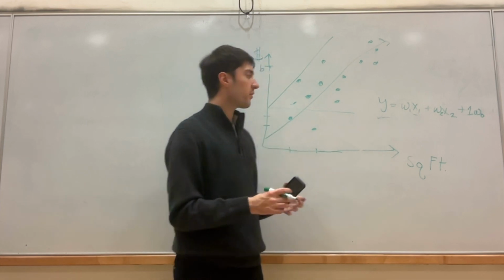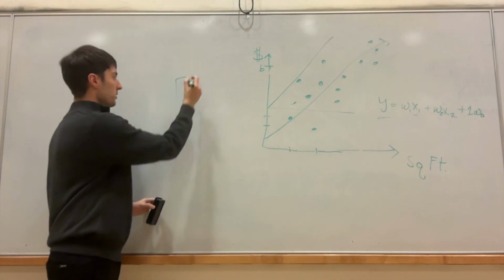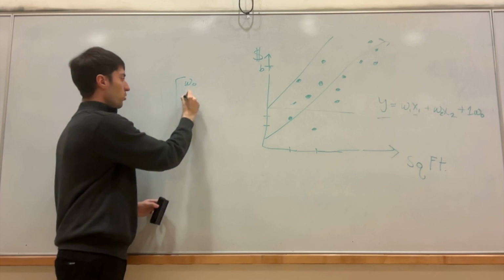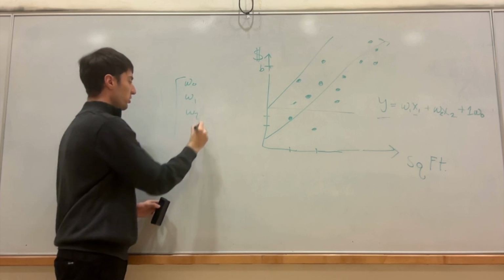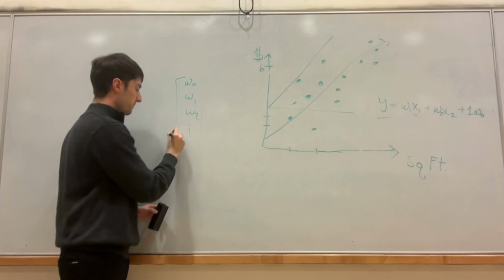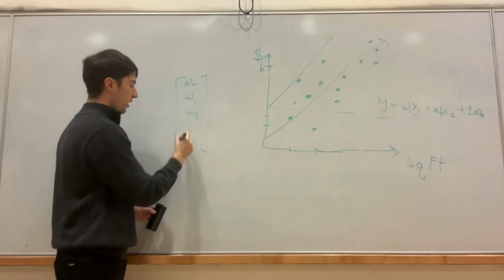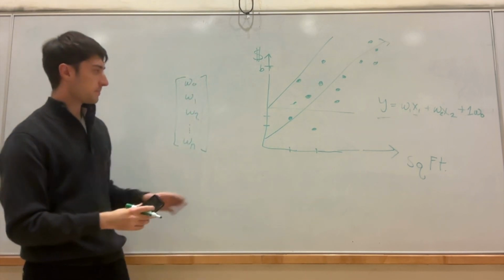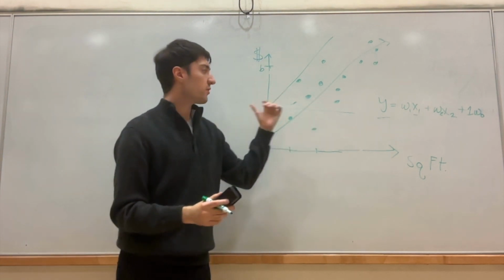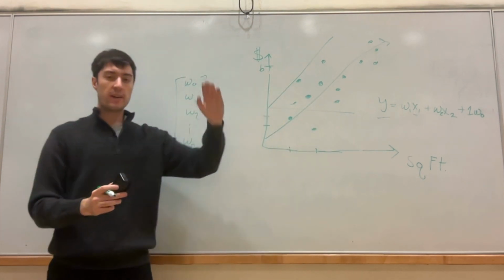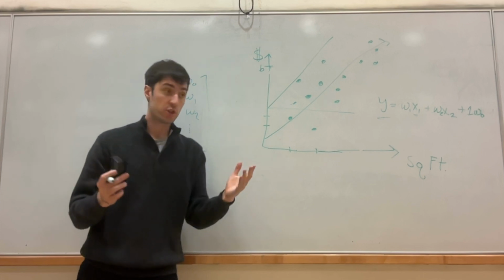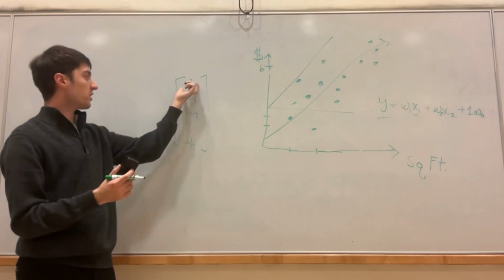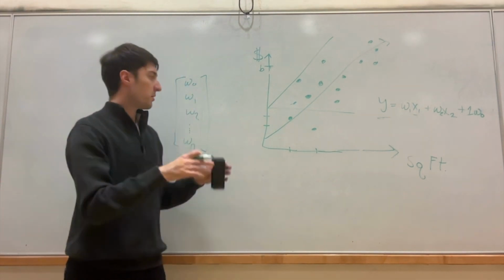right? So we have a vector, and it will be weight 0, weight 1, weight 2, and so on, for however many dimensions that we have, weight n, and each of these will control the slope in their respective dimension, okay? And weight 0 is just going to be some shifting.